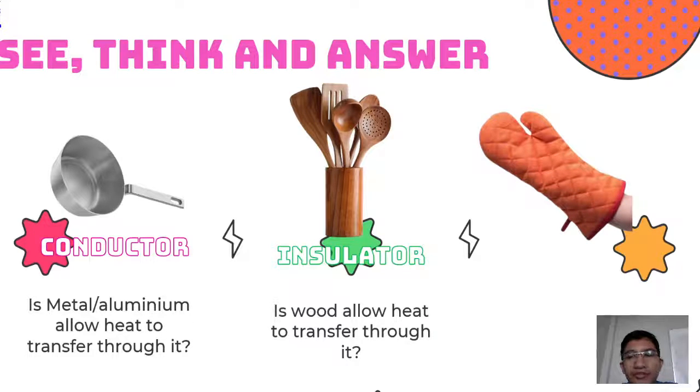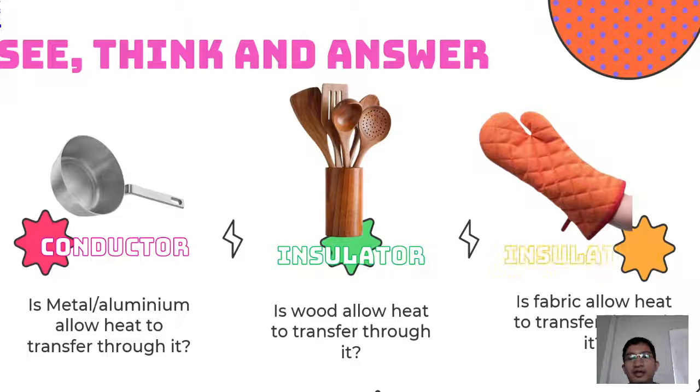And so, what about this one? This is a fabric glove that is used for cooking. Does it transfer heat? The answer is no, because when you use this, you don't feel hot when you're touching a hot frying pan or any other hot things, because the gloves are made out of fabric that does not easily let heat transfer. So whenever you cook something and you're going to touch something hot, it's safe to use these fabric gloves.